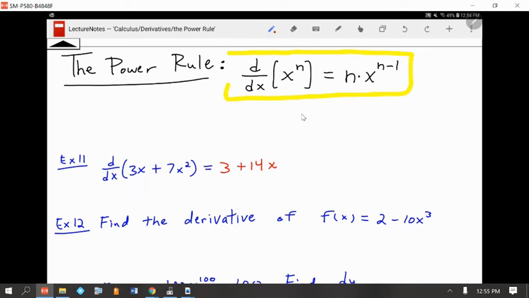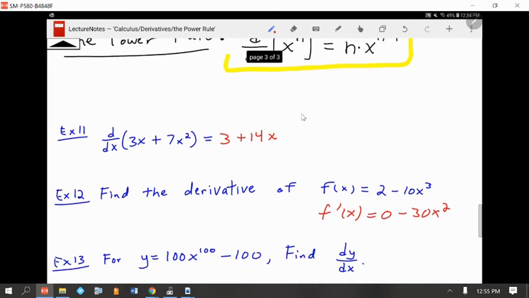I also like the y prime notation. So what is the derivative of f of x? It's f prime. What's the derivative of 2? 0. What's the derivative of negative 10x cubed? Negative 30x squared: 3 times 10, drop the power down 1. Okay, cool.